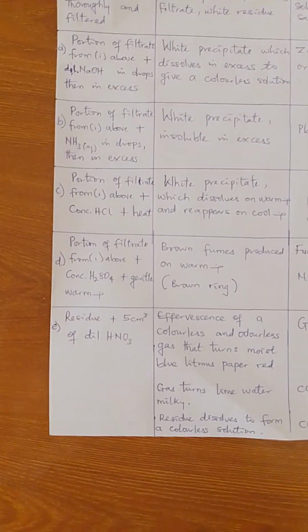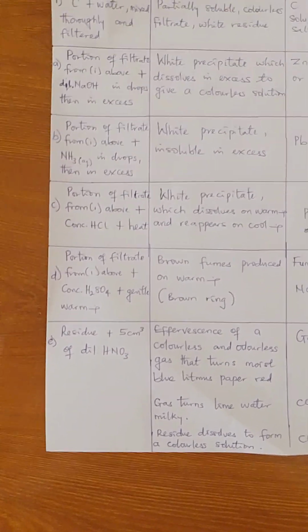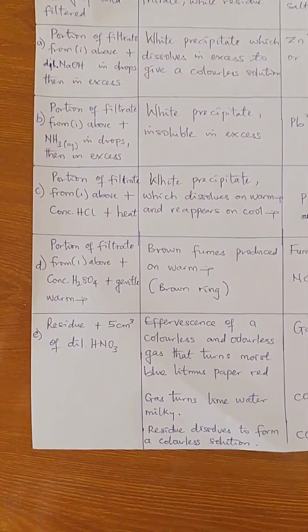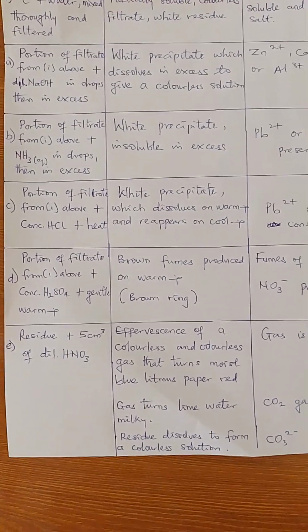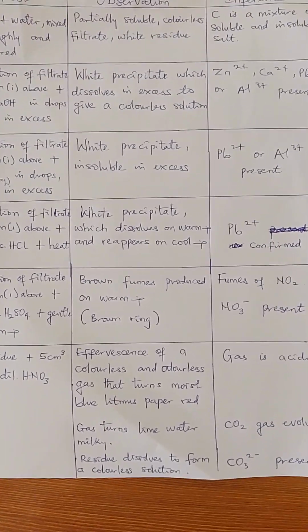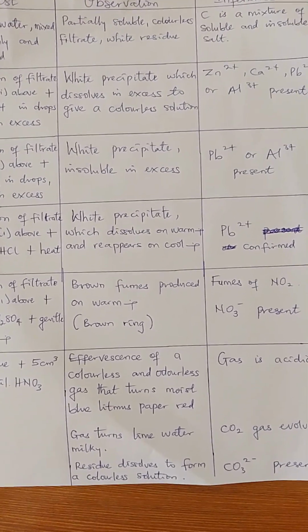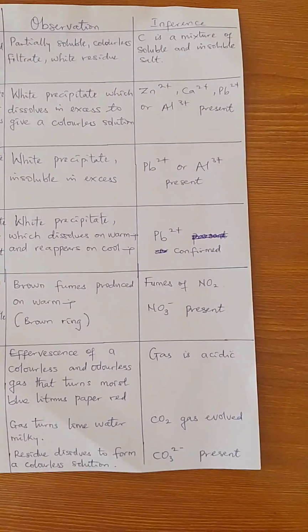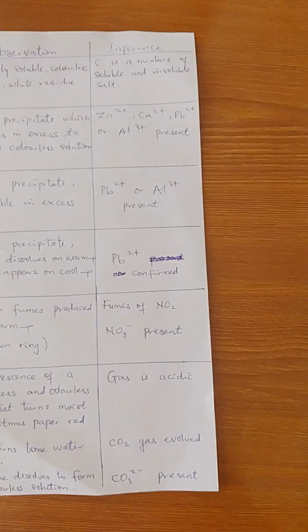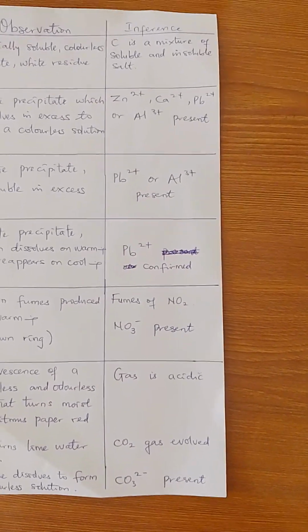Then another portion of the filtrate plus conc HCl and heat. You are going to observe a white precipitate which dissolves on warming and reappears on cooling, and that confirms Pb2+. So you can write Pb2+ present or Pb2+ confirmed.